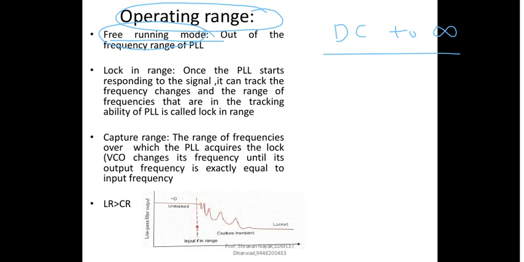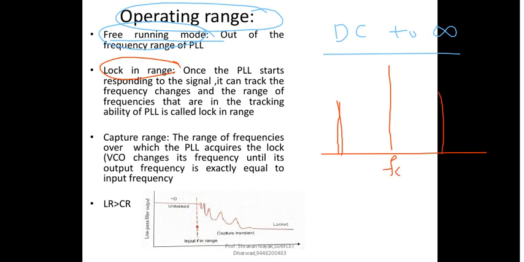Then we will come to the next one, which is called the lock range. If you take the diagram something like this, which is very similar to what we have taken here, let us say that from a certain central frequency, this is going to be the lock range. This is called LR, lock range.